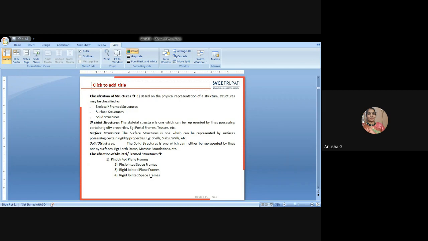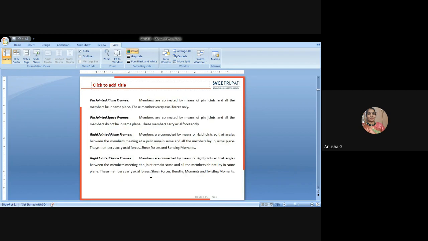Then we'll see the plane frames, which are only 2D planes. If you go for the space frames, that is 3D, where you can see the X, Y and Z directions. For pin jointed trusses, in rigid jointed frames the joint is constant, which will be observed here. Okay, now we'll see one by one.